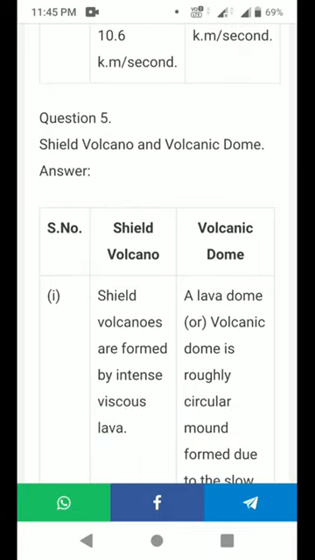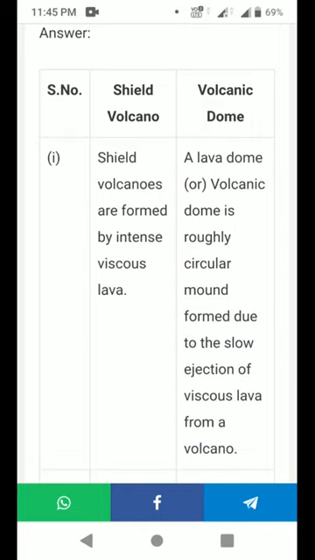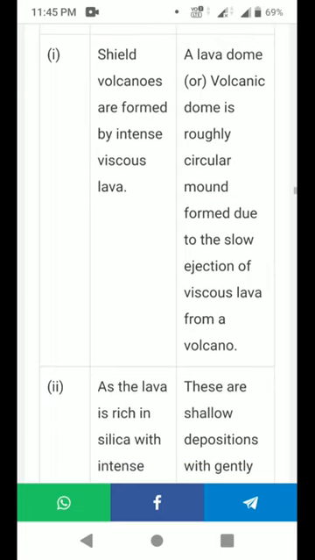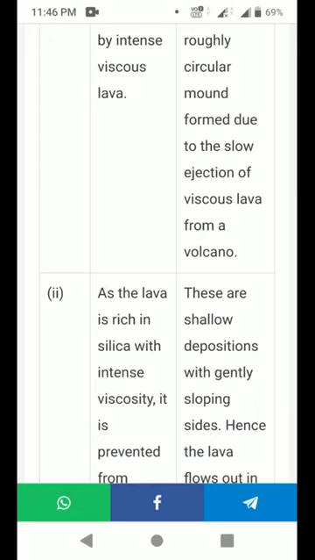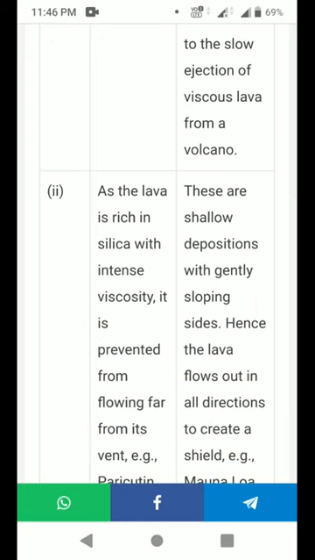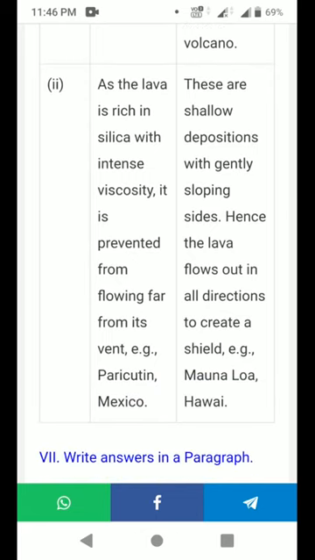Next, fifth question, shield volcano and volcanic dome. Volcanic dome: a lava dome or volcanic dome is a roughly circular mound formed due to the slow ejection of viscous lava from a volcano. As the lava is rich in silica with intense viscosity, it is prevented from flowing far from its vent.